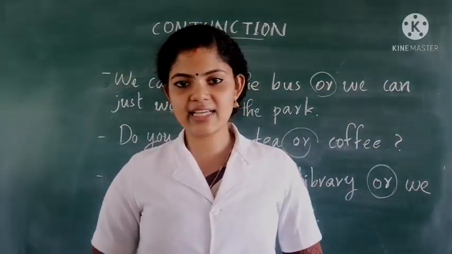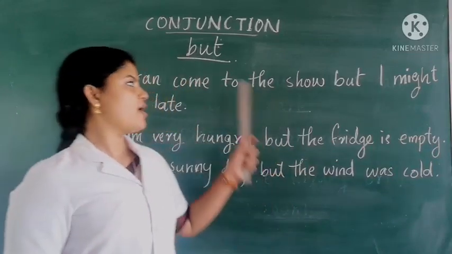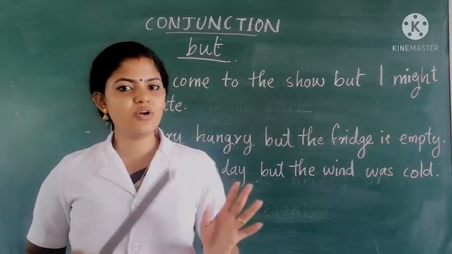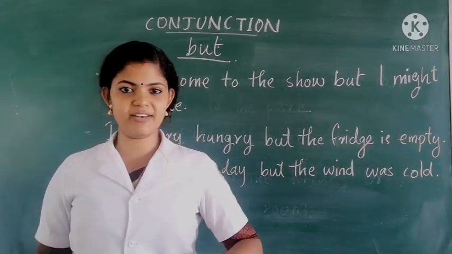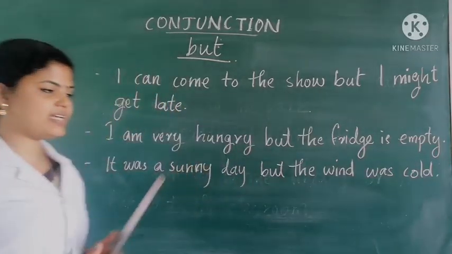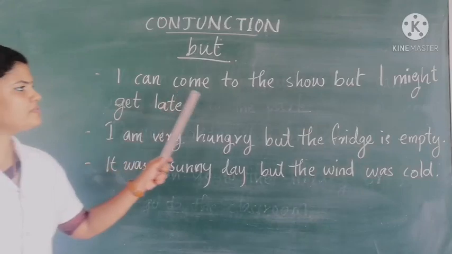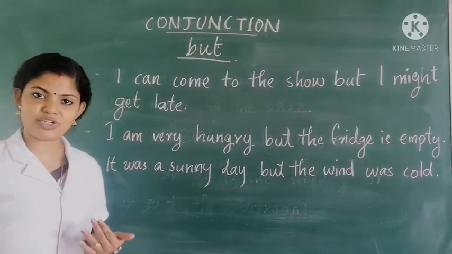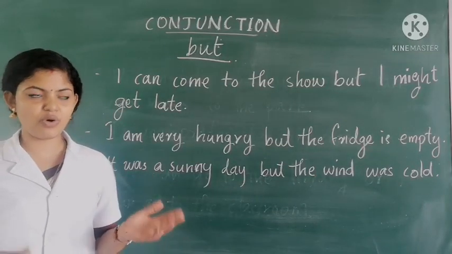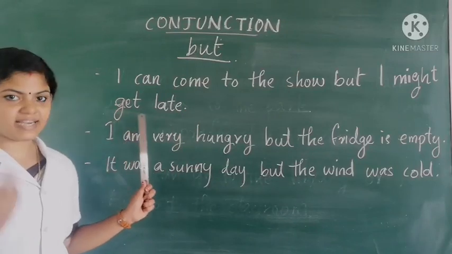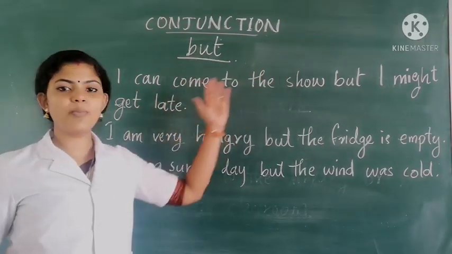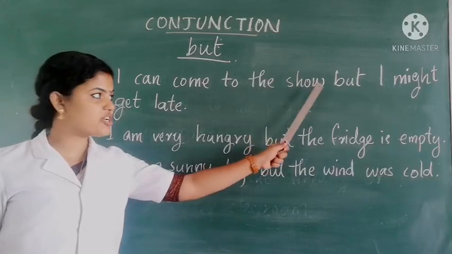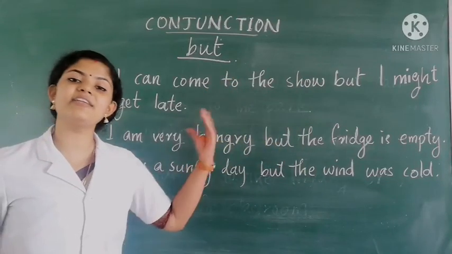Now let's talk about the next conjunction. Next conjunction is but. We use the conjunction but to join words that are different and do not go together. So we join two different words. Let's see the sentence. I can come to the show, but I might get late. I can come to the show. I'm ready to come to the show, but I might get late for that. Both these sentences are different. For that, we can use the conjunction but to join the different sentences and different words.